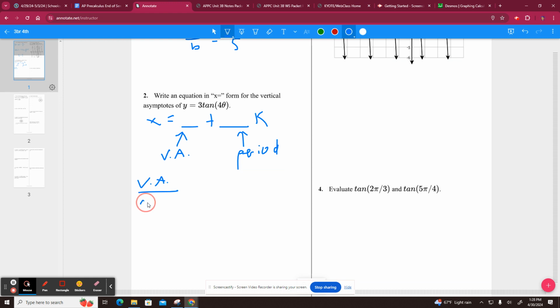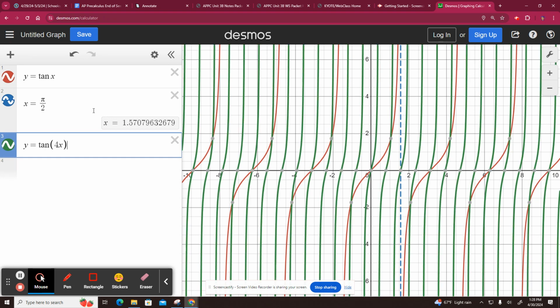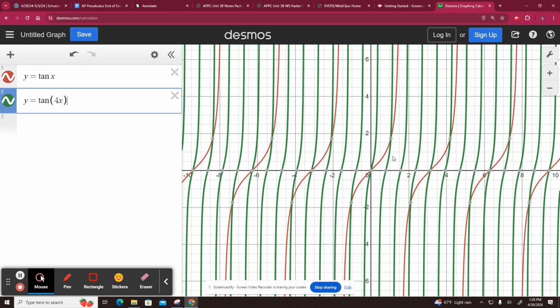So for the vertical asymptote, you use the parent function's vertical asymptote and set it equal to your horizontal component, which is what's in parentheses, because everything in parentheses is what's affecting you left and right. Just to see a visual of this, y equals tan of, say, 4x. You can see that compared to my original function, this has shrunk down a lot, which is why my first vertical asymptote moves. It's shrinking by a factor of 4.